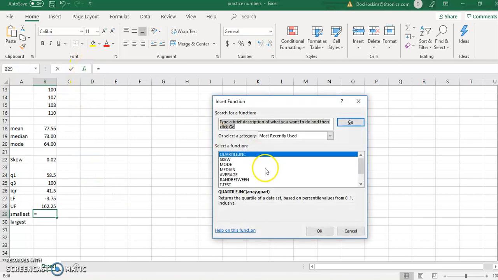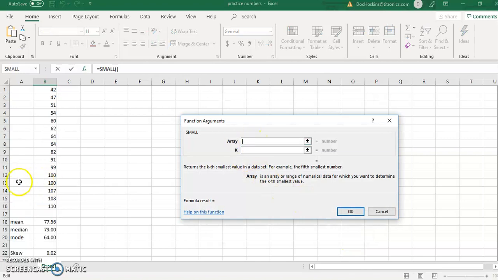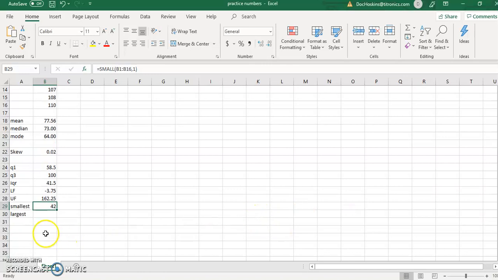Click FX, and we see it in the list here, small. Okay, highlight, and we're looking for the smallest, so we'll type 1. If we're looking for second smallest, we would type 2. The smallest is that, and our lower fence, though, is minus 3.75, so 42 is not below that. So no low outliers, as I mentioned before.